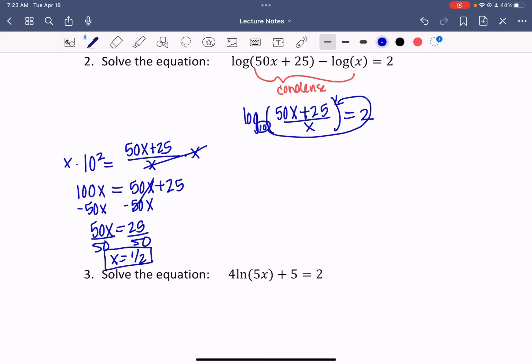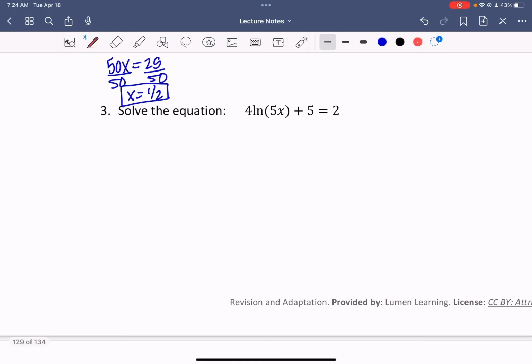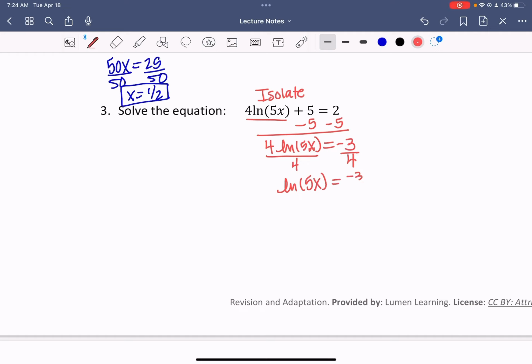I'm just going to work many different equations and talk about those steps or tricks, or what we need to do. So let's look at equation number 3. Solve the equation. So you can see I have one natural log going on right here. So let's see if we can isolate that. And then that may help us because we can do like we did in problems 1 and 2. So in order to isolate this, I'm going to go ahead and subtract the 5 from both sides. That gives me 4 ln of 5x equal to negative 3. This is multiplied by 4, so I'm going to divide both sides by 4. That gives me ln of 5x equal to negative 3/4.